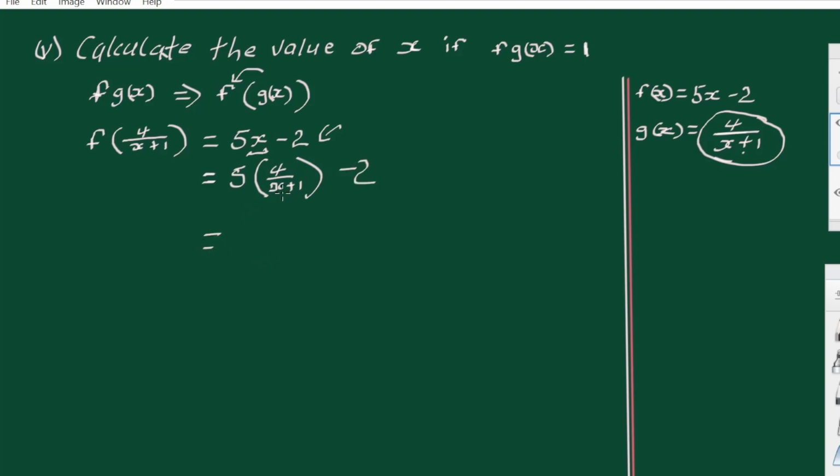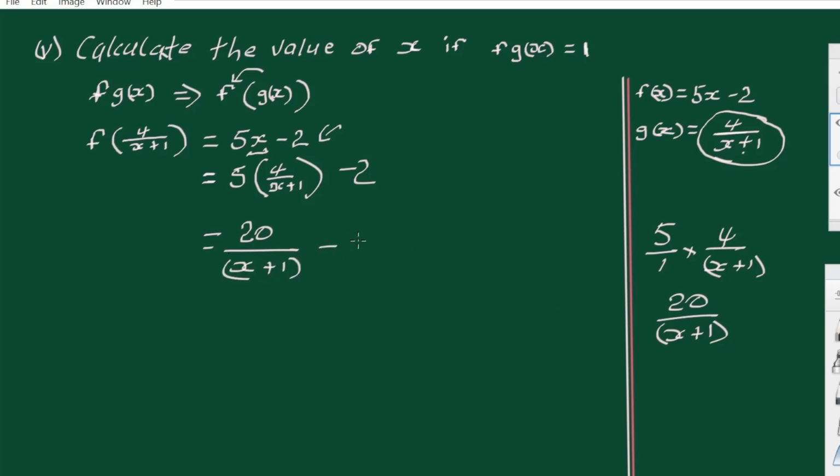So it's 5 multiplied by 4 over, and we could go to the working column and work out this part of the question here. So it's 5, the same as 5 over 1, multiplied by 4 over (x plus 1). Numerator by numerator, 5 times 4 is 20. And 1 multiplied by anything will be itself, so the bottom here will be x plus 1. So this works out to be 20 all over (x plus 1) minus 2.